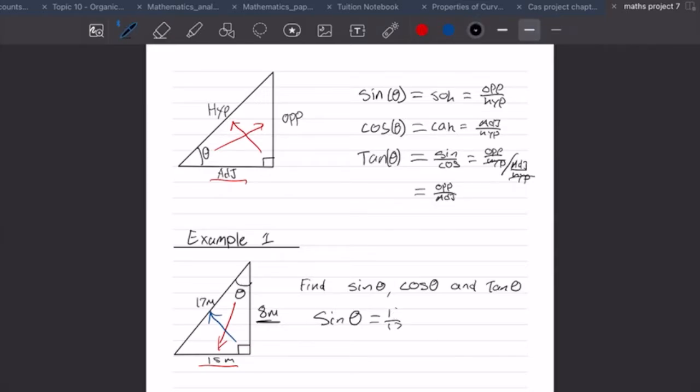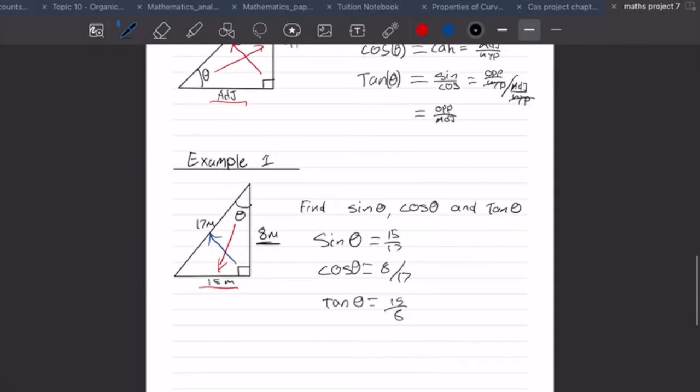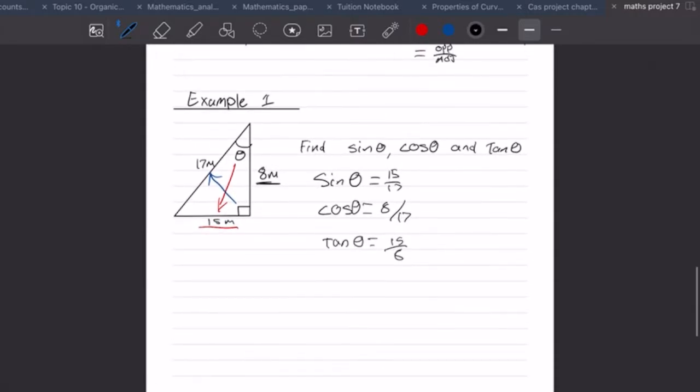So you have cos theta, which is adjacent over hypotenuse, so that would be 8 over 17, and lastly we have tan theta, which will be opposite over adjacent, so 15 over 8. And if you just do sine divided by cos, you'll cancel out the 17s and get 15 over 8. So that's all for this subtopic.